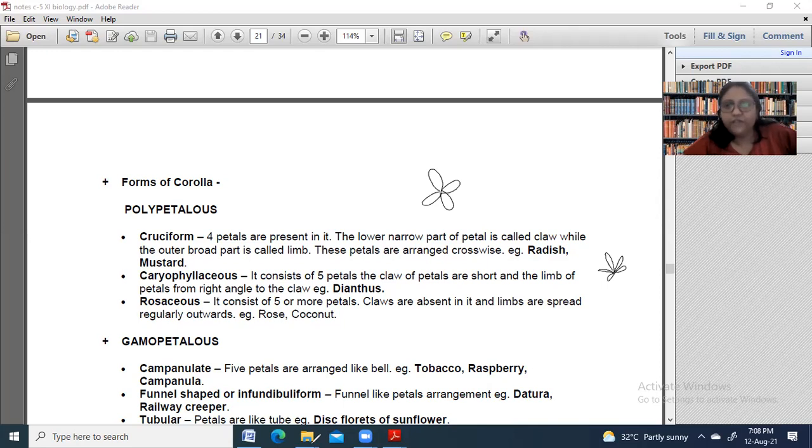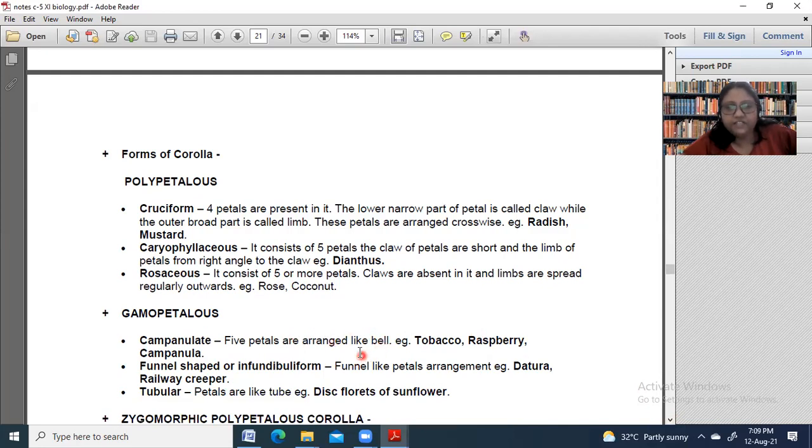They have more than 5 petals, but how are they arranged? They are arranged together in the form of a bunch. You cannot see any cross or any claw-like structure present over there. Now let us talk about Gamopetalous.